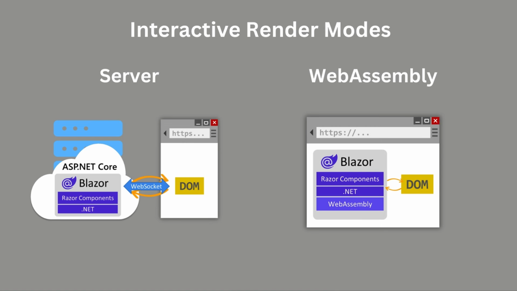In interactive server rendering, the server always requires an open connection with the browser, which may result in server costs or some latency. The second approach, interactive WebAssembly rendering, initially has a longer load time while the .NET runtime is downloaded, but once it's done, it is cached, available for future use. And as a result, it offloads the entire workload from the server to the client.